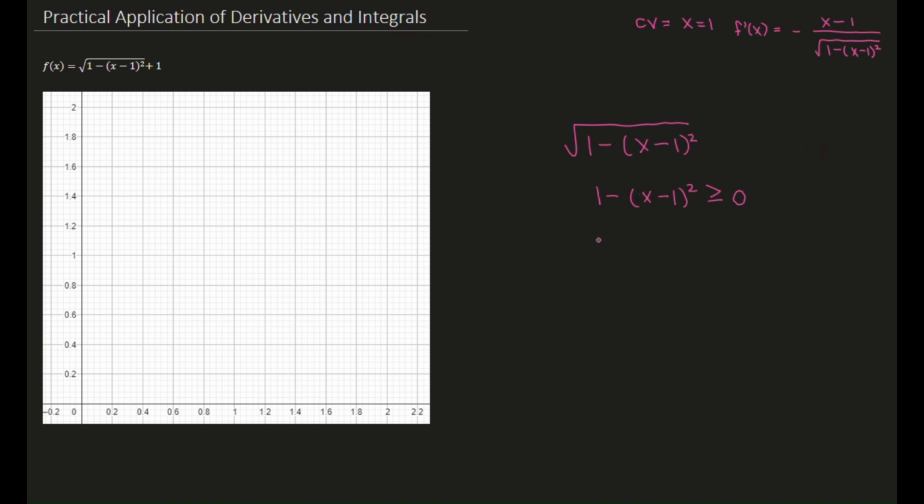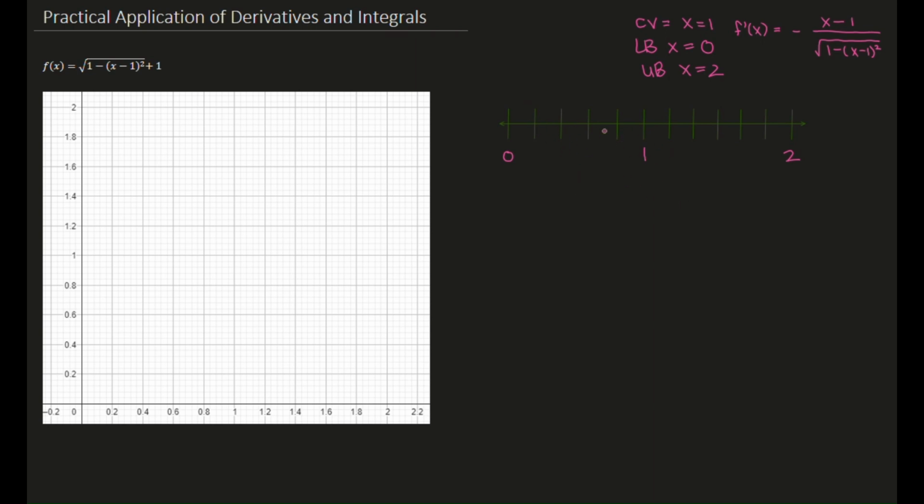So I can evaluate this. That becomes negative (x minus 1) squared greater than or equal to negative 1. x minus 1 is less than or equal to plus or minus 1. So x is greater than or equal to 0, and x is less than or equal to 2. This is my lower bound, and this is my upper bound. I can now use these values on a number line. I will use my lower bound, my upper bound, and my critical value to determine how my function behaves in between these points.